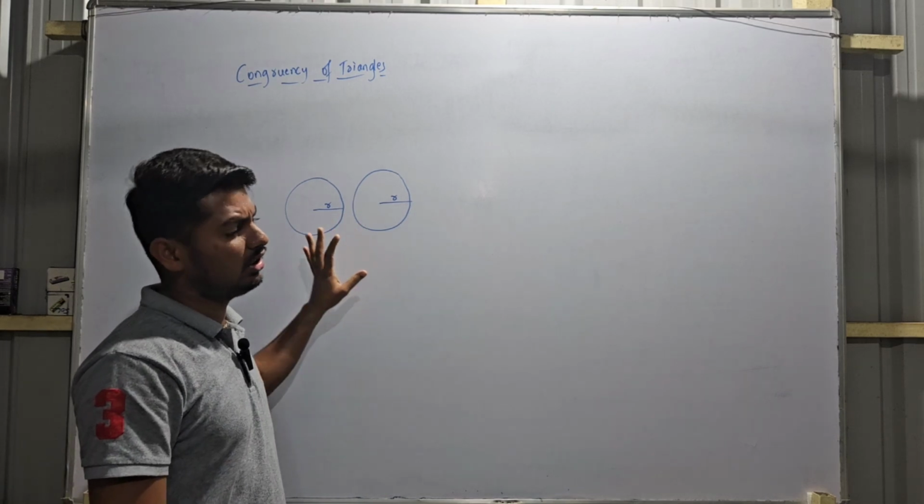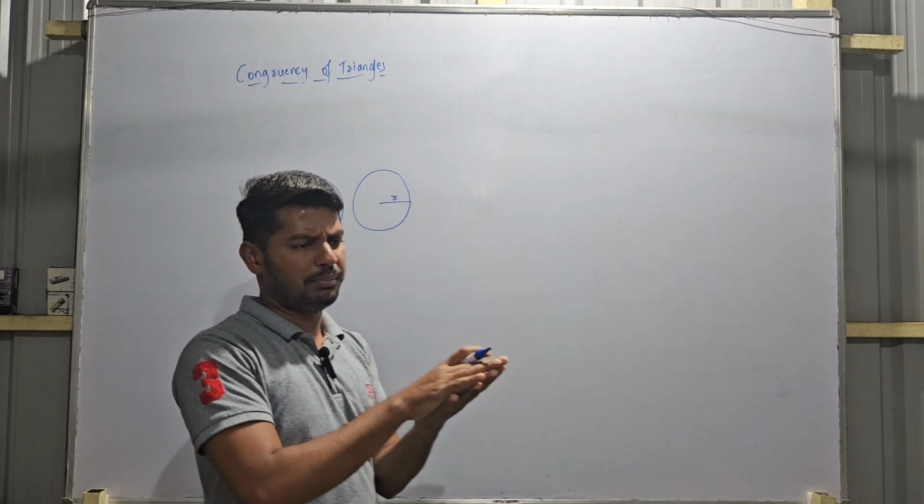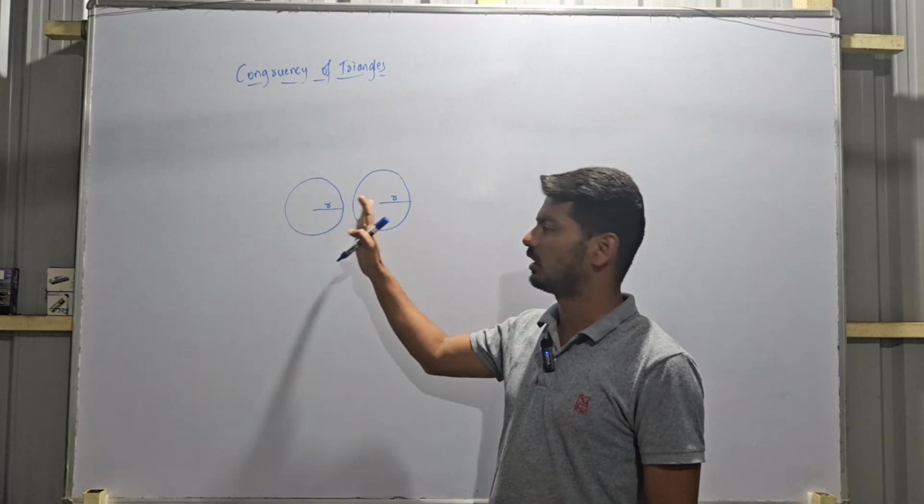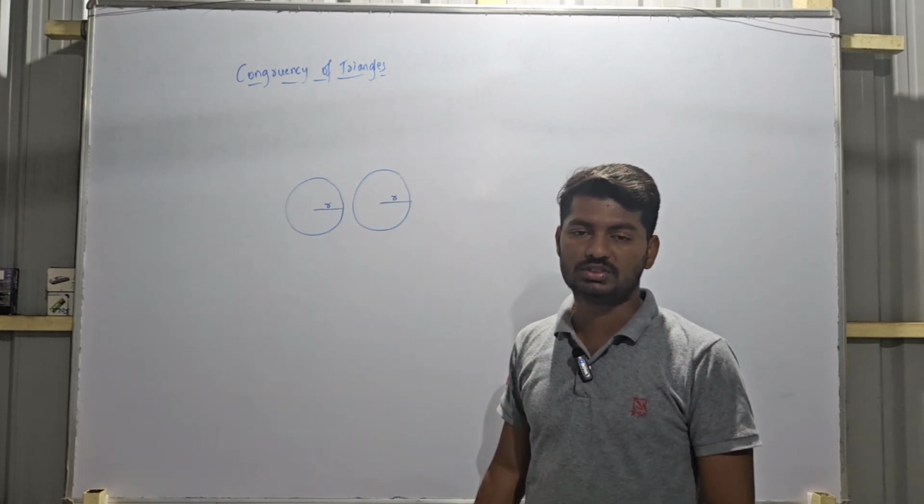Radius units, if we place the one on the another, it will fit. Such objects are called congruent objects.